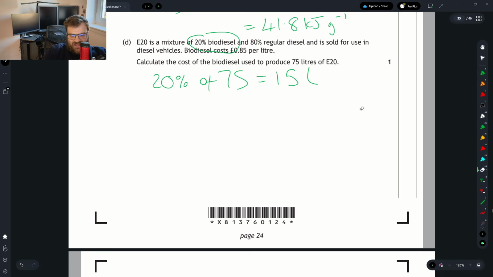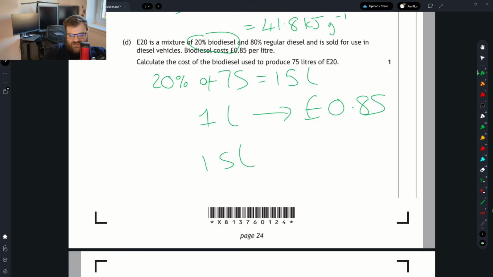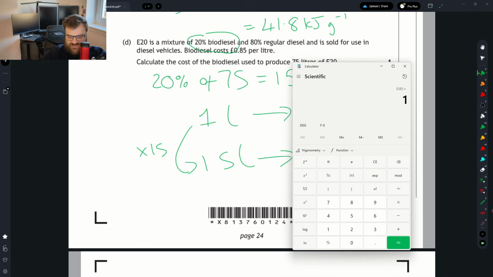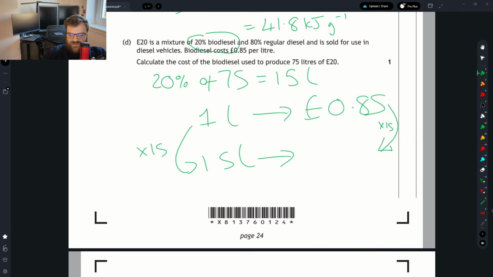And then to get the cost, it tells us that 1 litre is 85 pence. So 15 litres is going to be 15 times bigger. So then when we do 0.85 times 15, we get £12.75. That would be our final answer there.